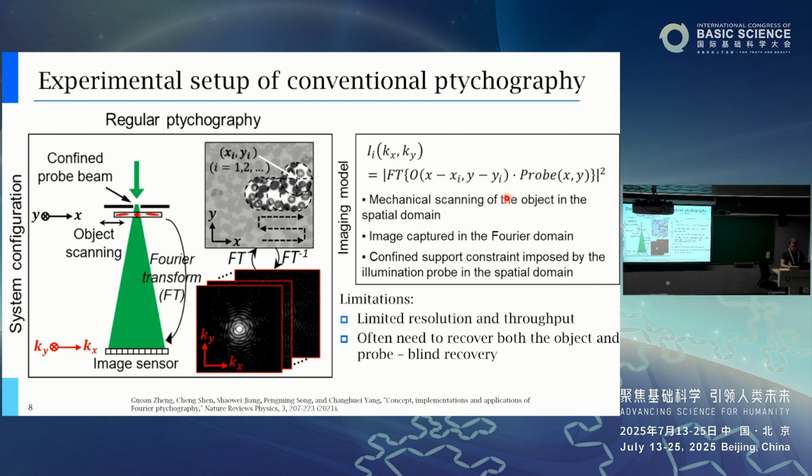The first one is the limited resolution and throughput. For this conventional setup, the resolution is limited by the collection angle, and the throughput is limited because you need to scan the sample to different positions, which is very slow compared to the optical microscope. Also, you need to recover both the object and the probe beam. The object O is unknown, so you try to recover O, and at the same time you need to recover the probe beam. And also you need to capture a high dynamic range diffraction pattern, as most of the energy is concentrated at the center. That's another problem here.